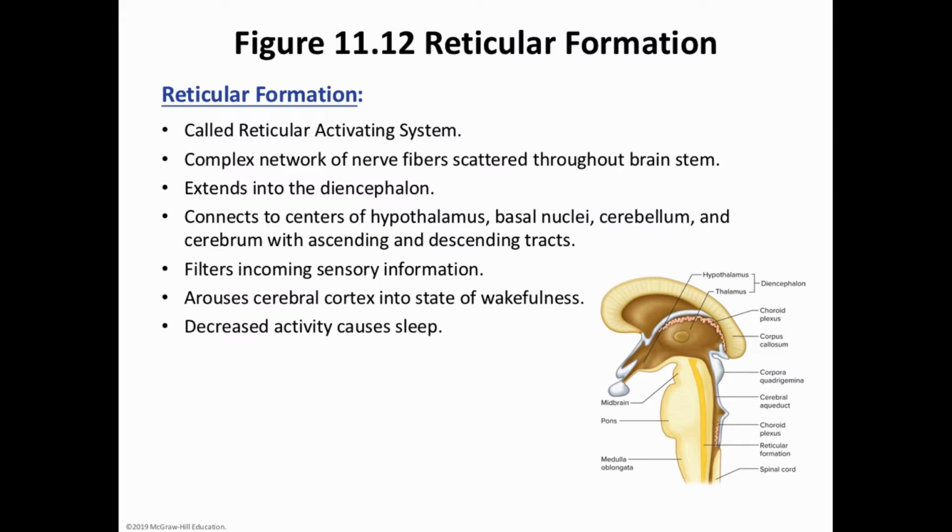I'll be blunt. Decreased activity in the reticular formation results in sleep. If in fact the reticular formation is injured or ceases to function, the person remains unconscious, even with strong stimulation. This is when they are, of course, called comatose. The reticular formation is scattered through the medulla oblongata, the pons, and midbrain, and it's a complex network of nerve fibers that are associated with tiny islands of gray matter, called the reticular formation.